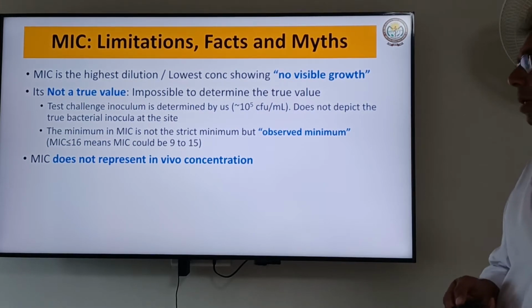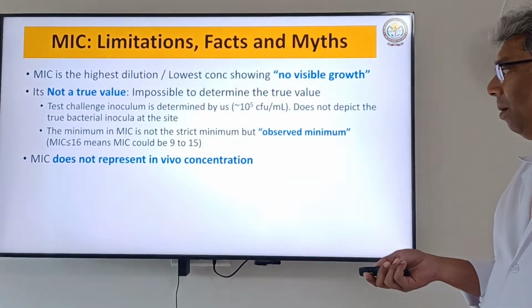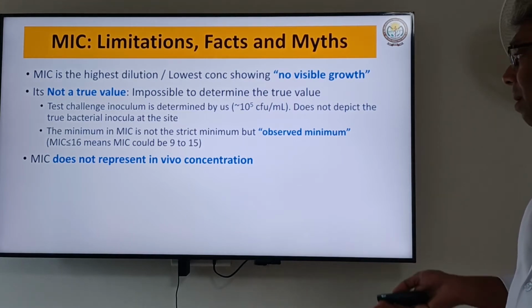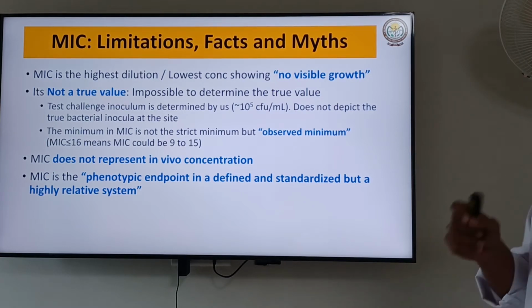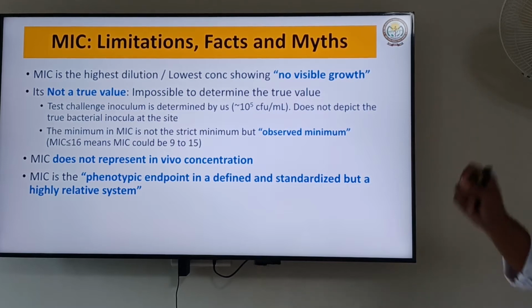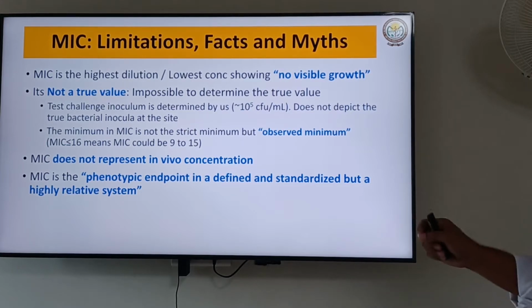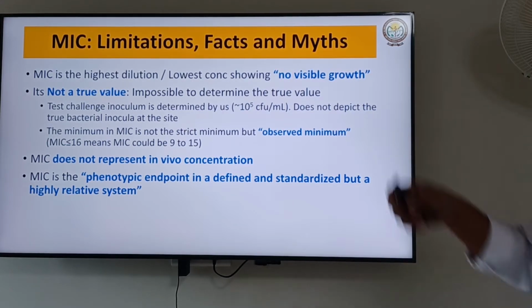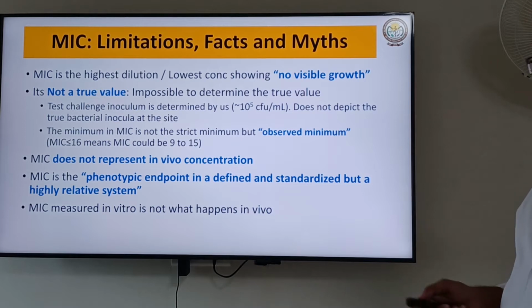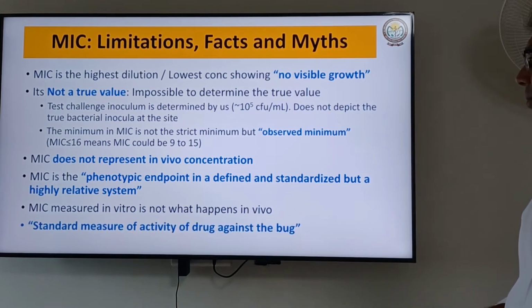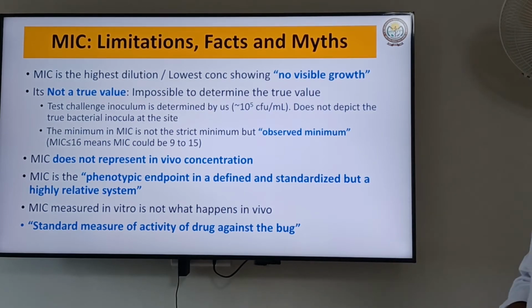So if the MIC is 2, despite being susceptible, the bacteria may die or it may not be killed, depending on the conditions. So it does not represent an in vivo concentration. Basically it is a phenotypic endpoint. This is a very clear-cut definition: it's a phenotypic endpoint in a defined and standardized but highly relative system. What we are testing in the lab is highly defined, but we are actually practicing in a highly relative system, that is the human body. So MIC is measured in vitro, but it is not really what actually happens in vivo. But as of today, MIC is the only standard measure of the activity of a drug against a particular bug.